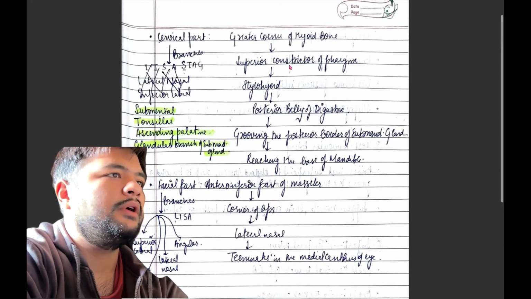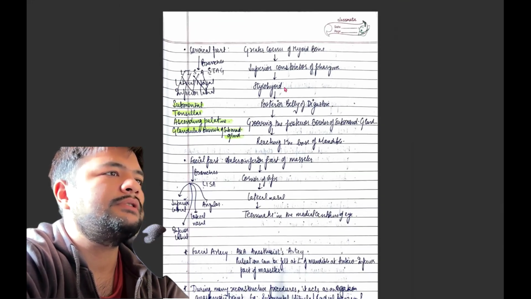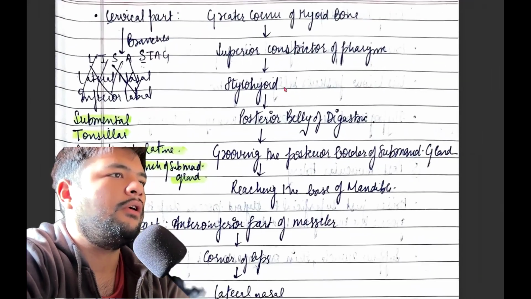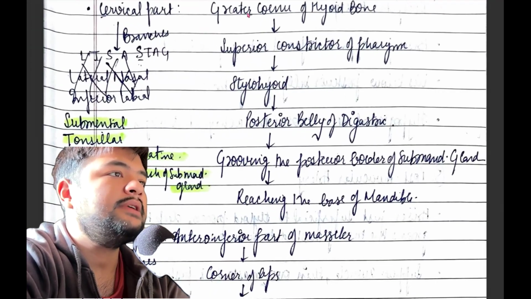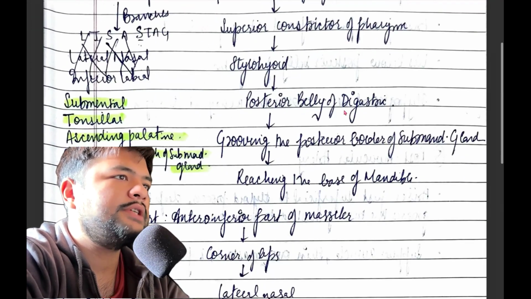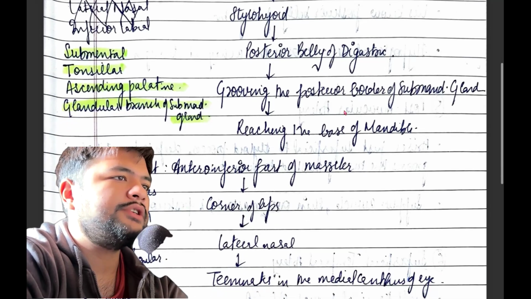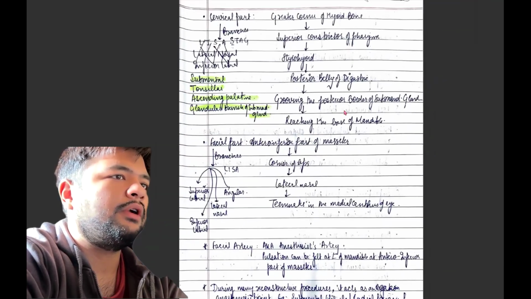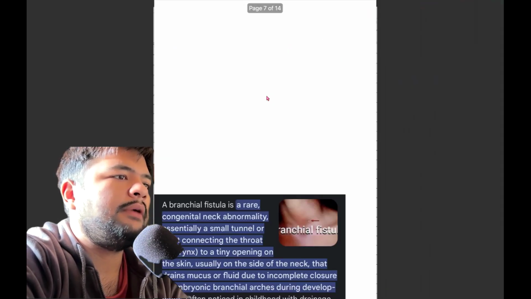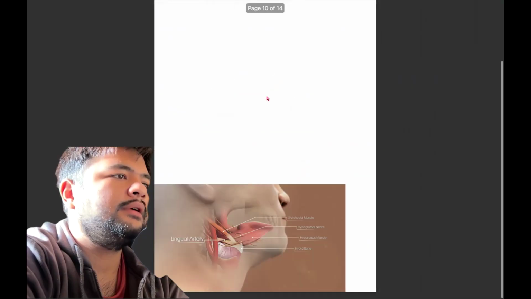The cervical part has the course as follows: above the greater corner of hyoid bone, then superior constrictor of pharynx, stylohyoid, posterior belly of digastric, grooving into the posterior border of submandibular gland, reaching the base of the mandible. Okay, let me take you to the diagram again.